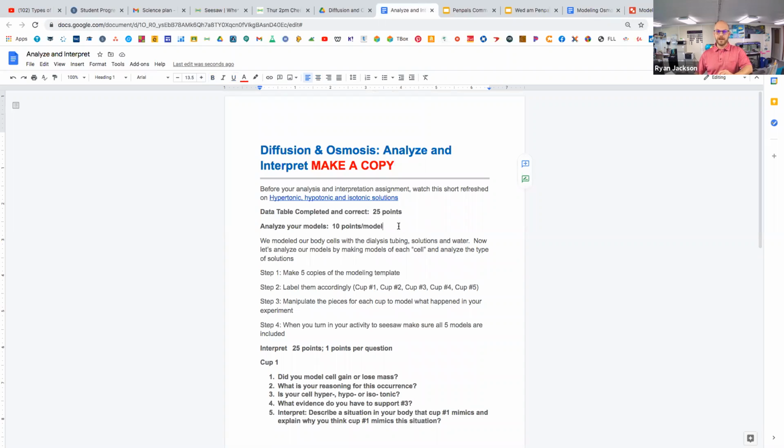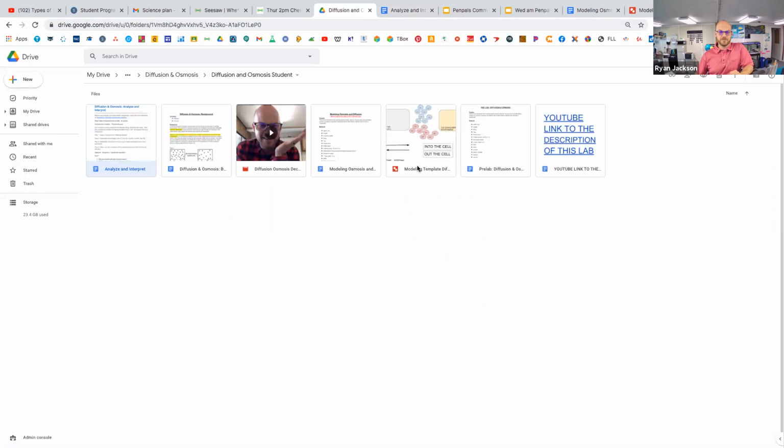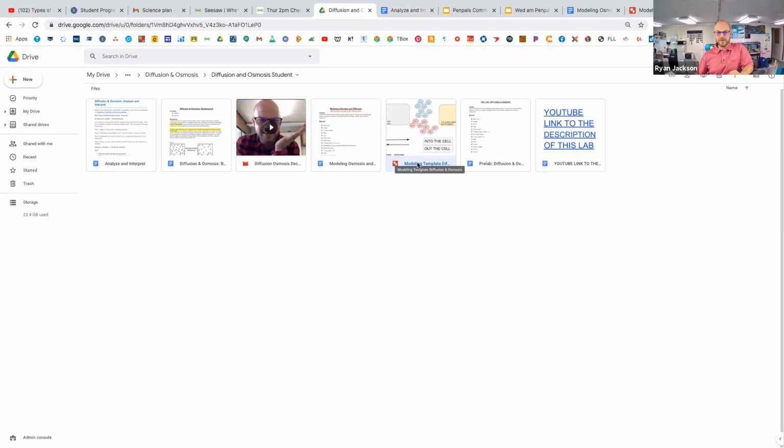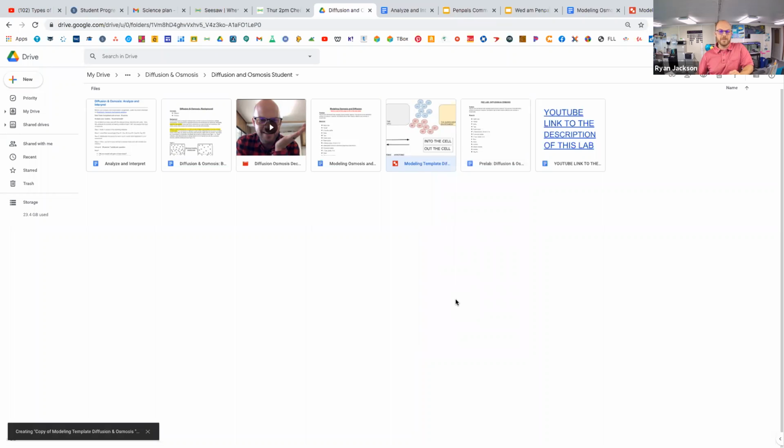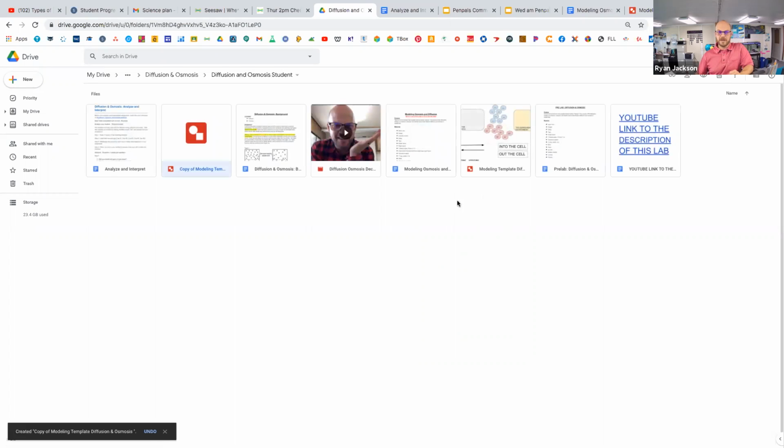Now here's where you have to do a little bit of modeling, because this is modeling diffusion and osmosis. Okay, so first you need to go into your folder and make 5 copies of this right here. How do you make a copy? Right click it, and you go down here and make a copy. All right, so if I make a copy of that, see my copy here. Obviously you have to make your own and don't put it in this folder.